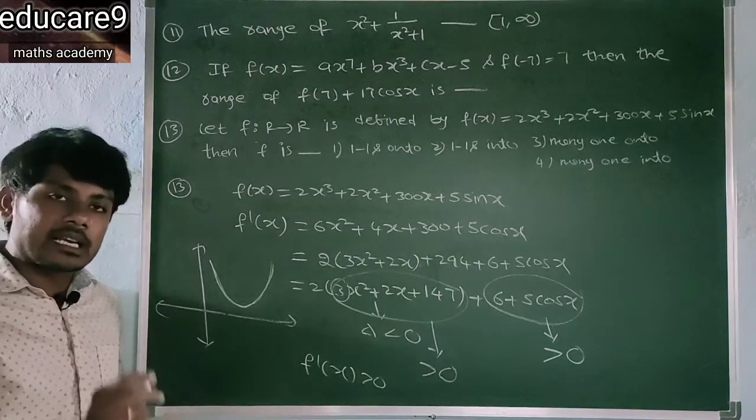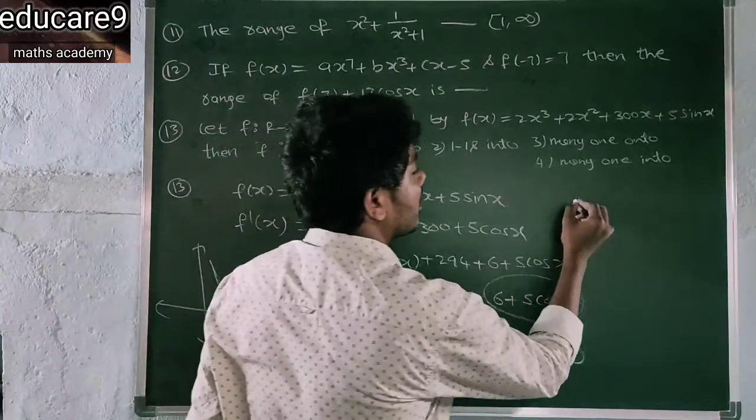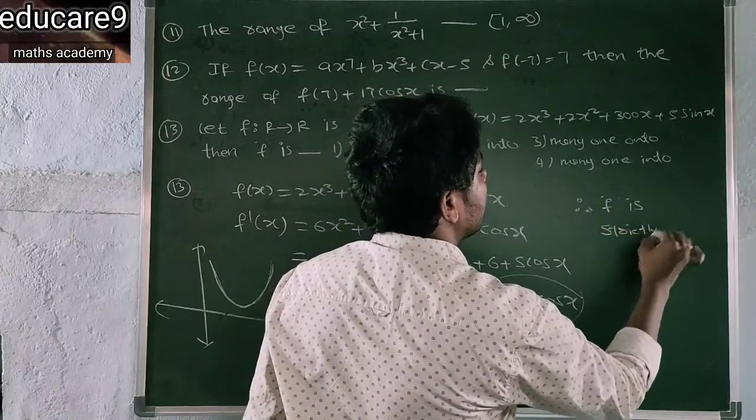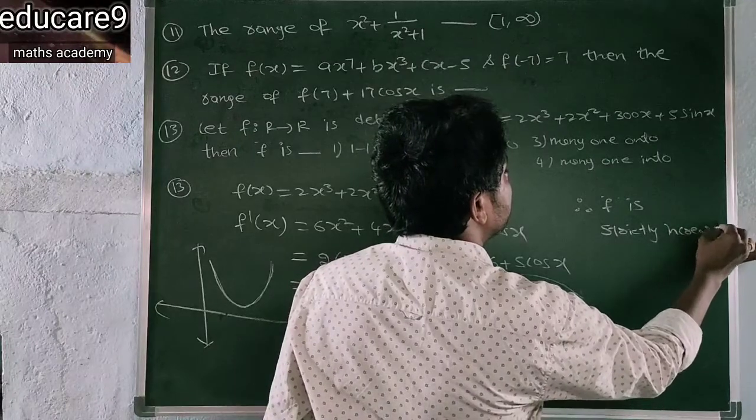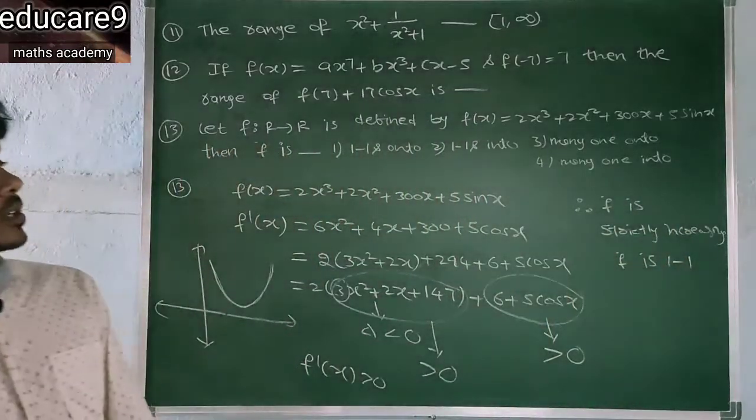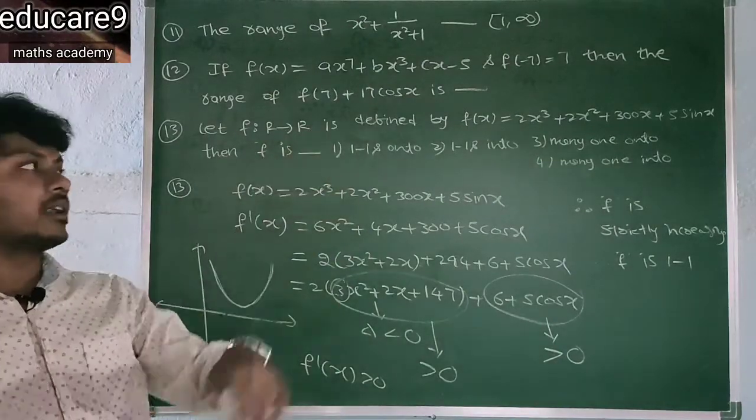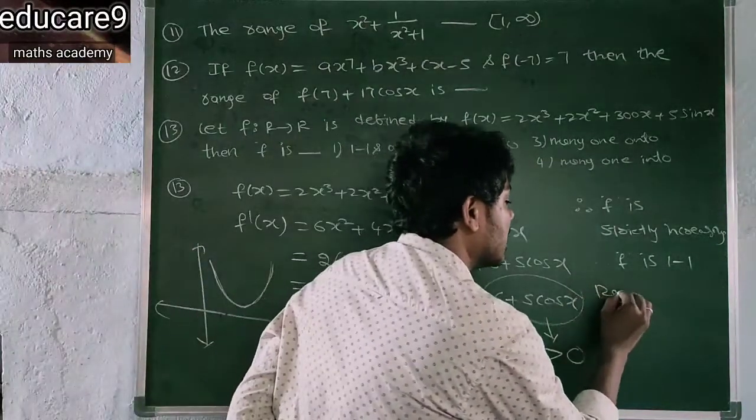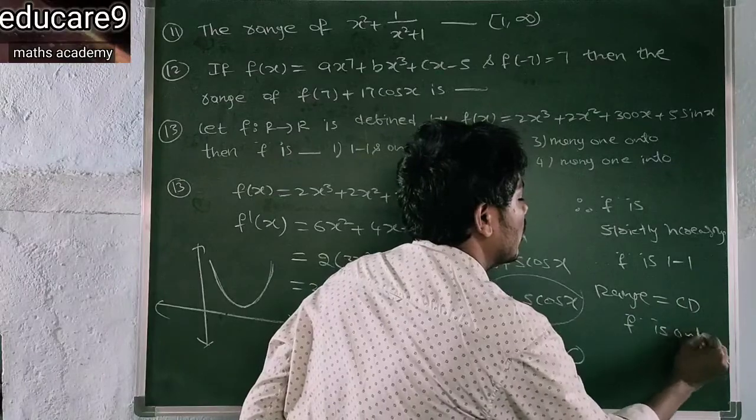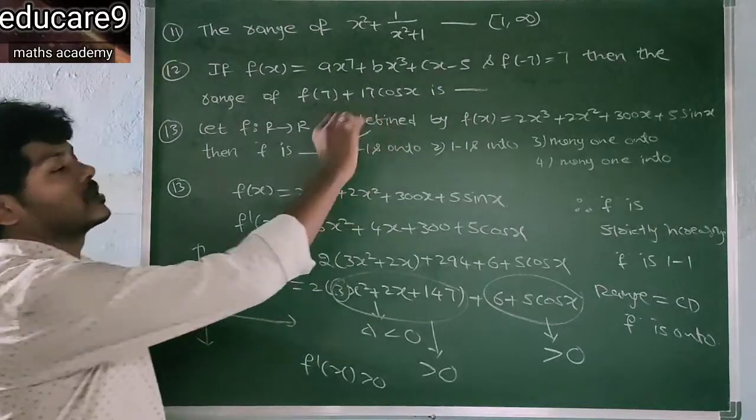If a given function is strictly increasing, in that case f is one-one. So therefore f is strictly increasing, so therefore f is one-one. And onto, see here f from R to R. So here the codomain is R, and find the range. Range is equal to codomain, so f is onto. Therefore f is one-one and onto. So see the first option.